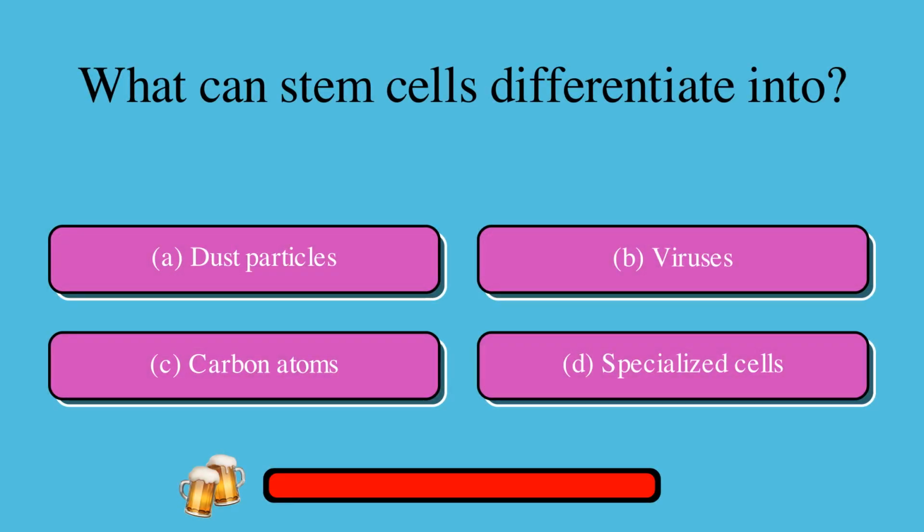What can stem cells differentiate into? A. Dust particles, or B. Viruses, or C. Carbon atoms, or D. Specialized cells? The correct answer is D. Specialized cells.